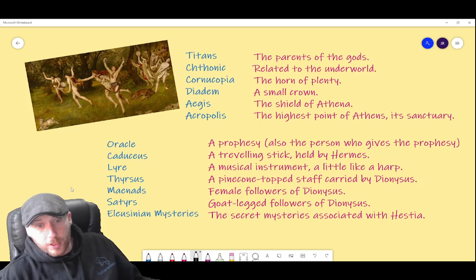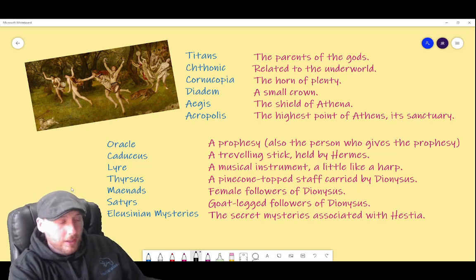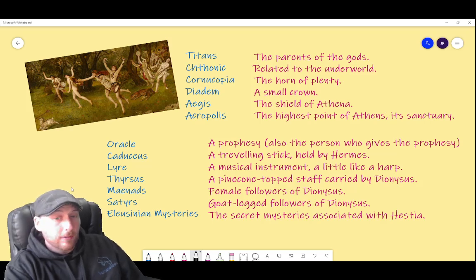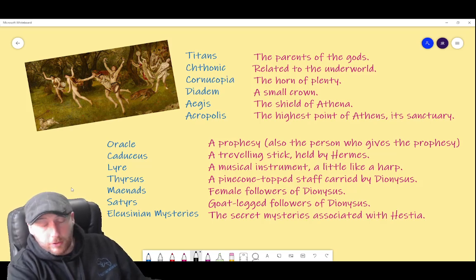And our final word here, or keyword, is the Eleusinian mysteries. These are the secret mysteries associated with Hestia. Now that's the way that our course gives it, that Hestia is the queen of the Eleusinian mysteries. Just to say that we don't really know many details about those mysteries, because even in times of the Greeks, they were mysterious, they were secret.